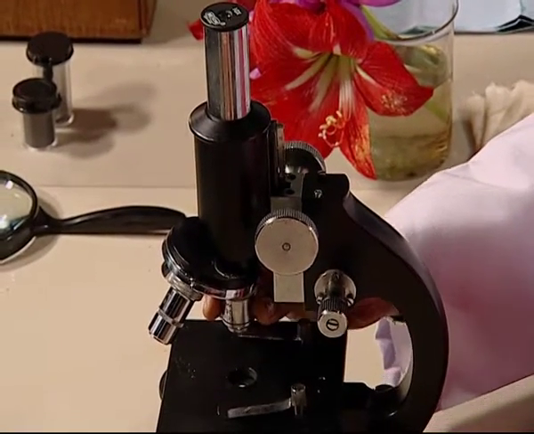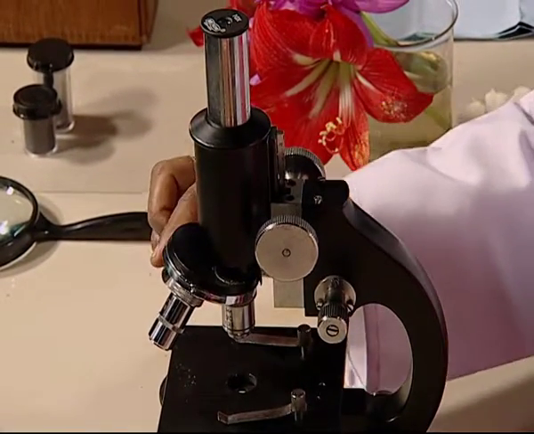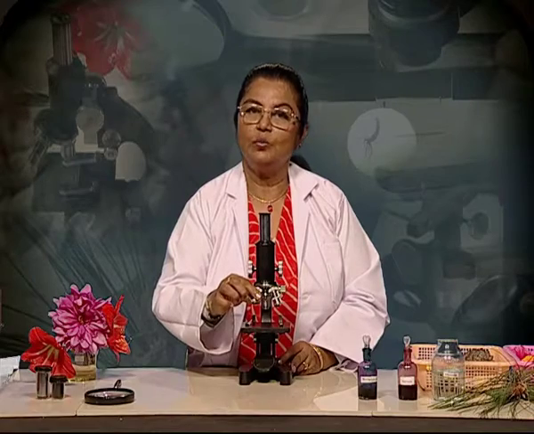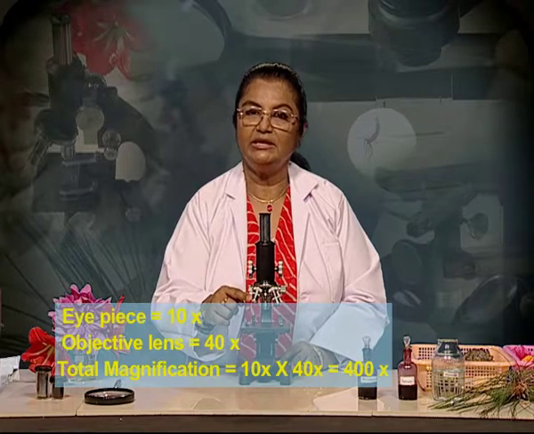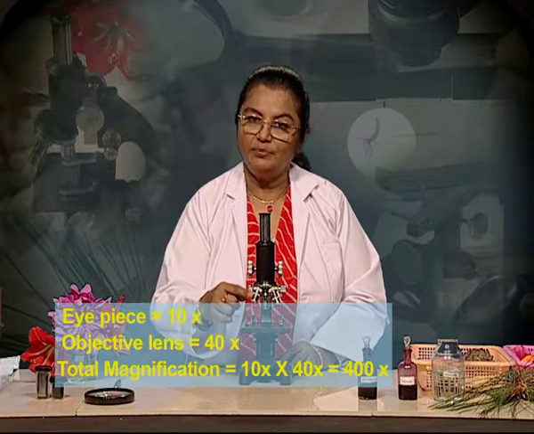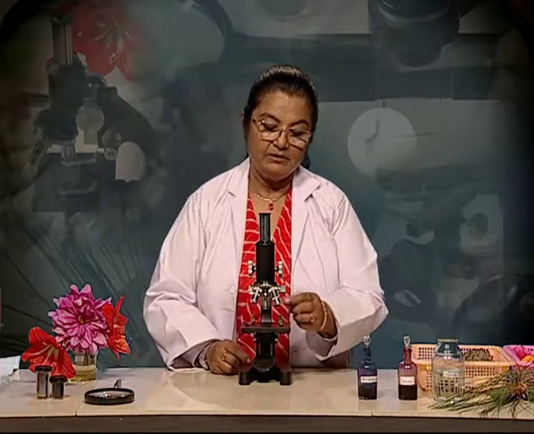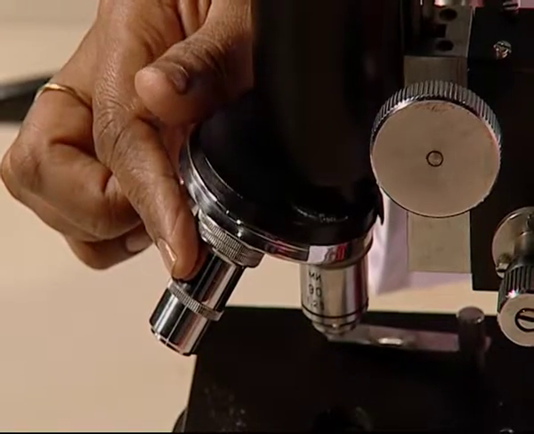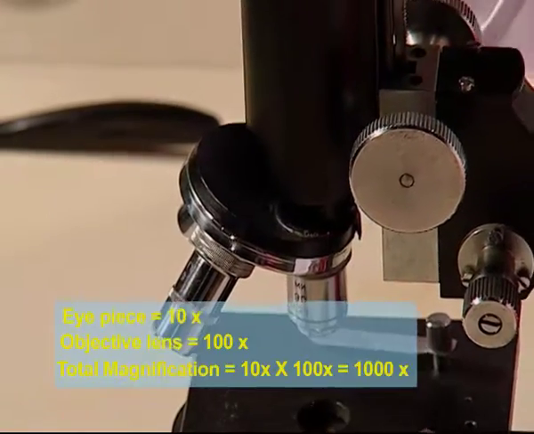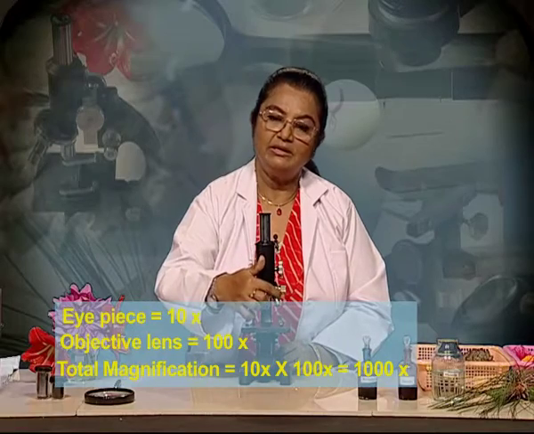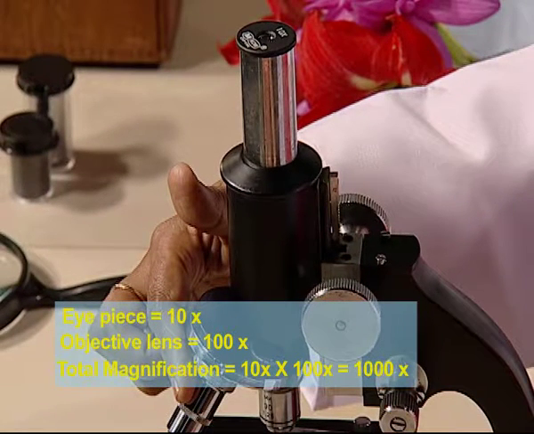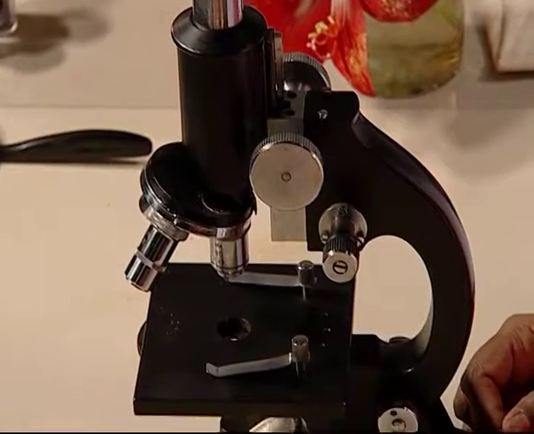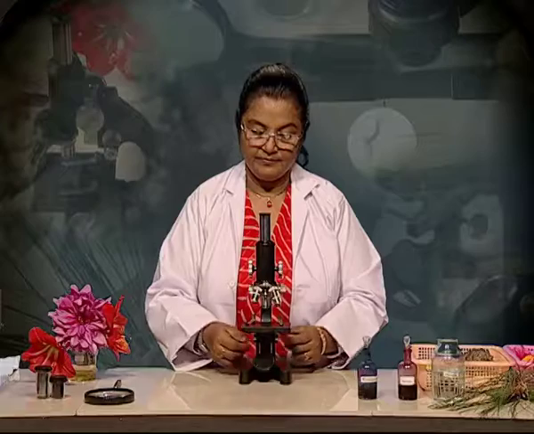Similarly, the medium magnification lens will give us a size of 10 into 40, that is 400 times the size of the object. And the high power magnification lens will give us 10 into 100, that is 1000 times the magnified size of the image. Next, we see the stage.